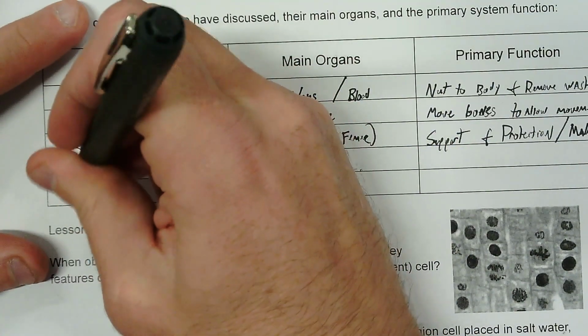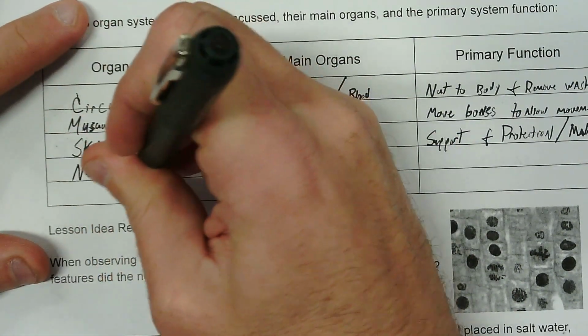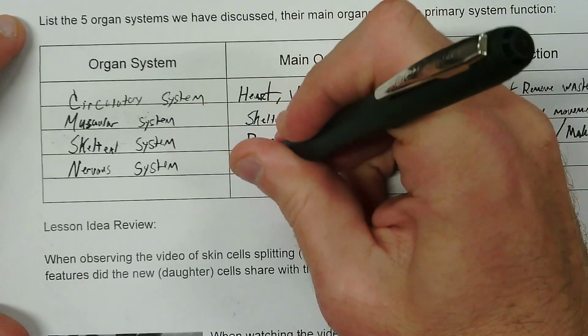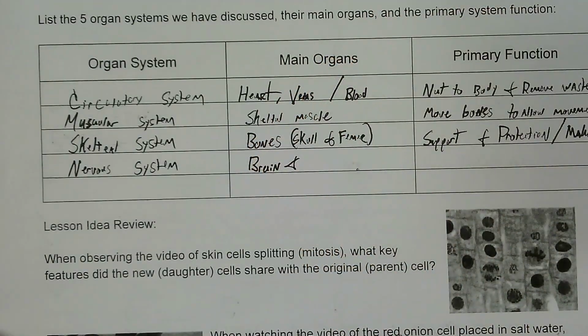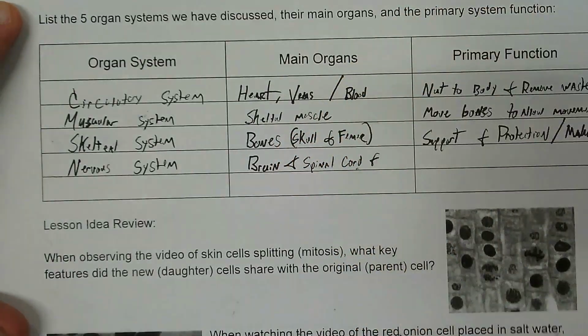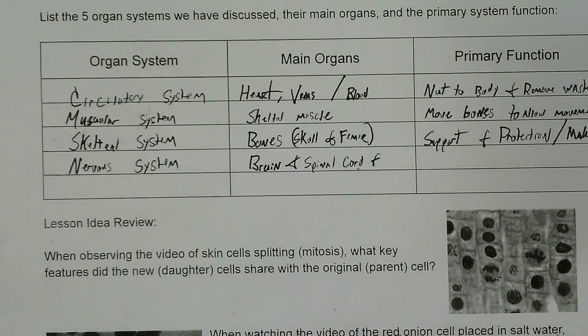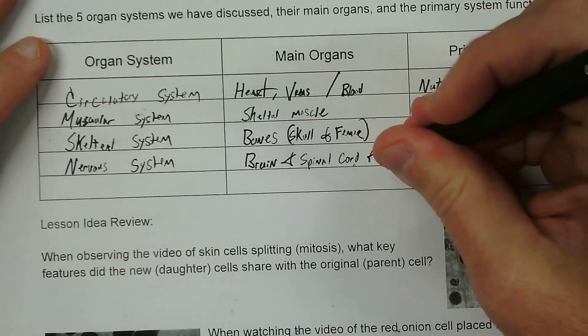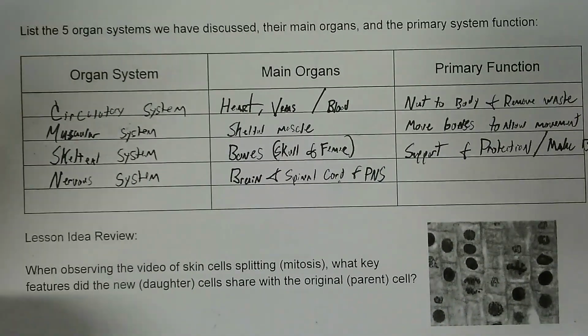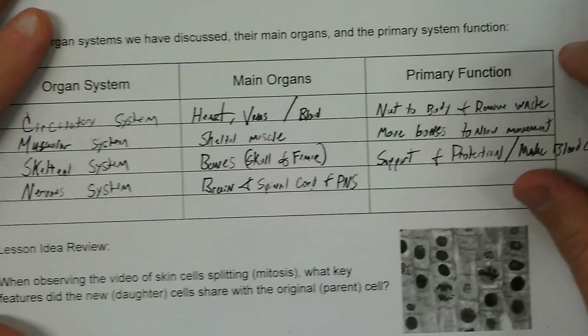Let's see, the next one, nervous system. What are the main organs here? So we talk about the main organs of the nervous system: the brain, spinal cord, and we can call them peripheral nerves. They're the nerves that come off of. So we have a central nervous system, brain, spinal cord, all the way down. And we have that peripheral nervous system. So I'm just going to put P and S, peripheral nervous system. All of the other nerves that go out, that let you feel, touch, sensation, we're just going to say that are the main organs. Primary function.